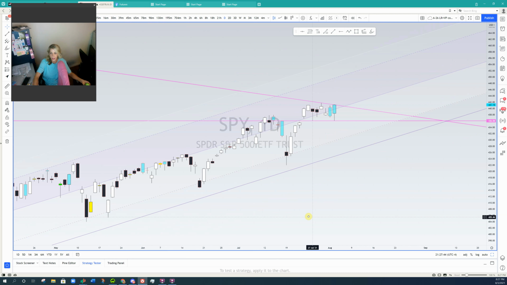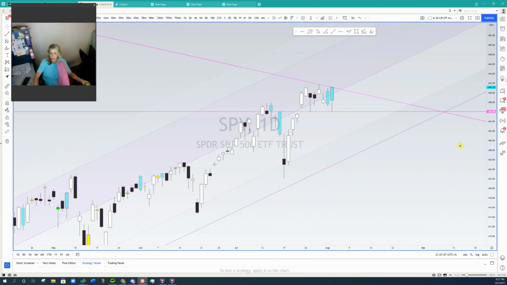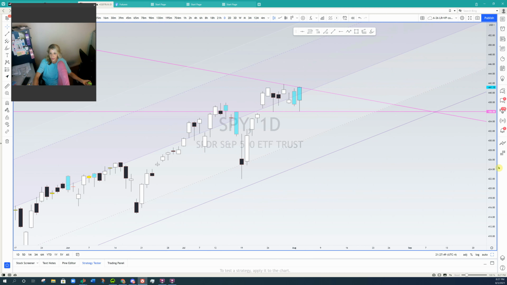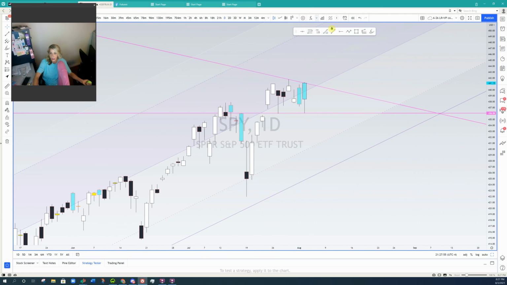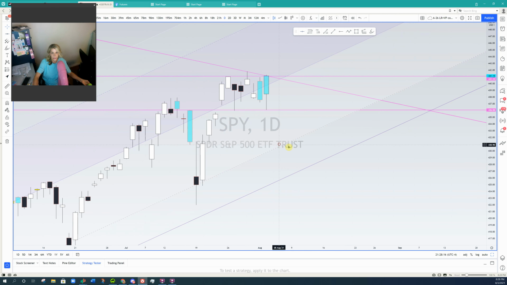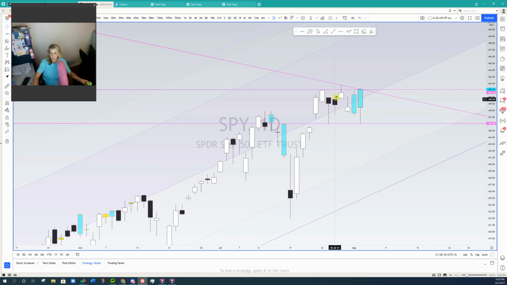I want to talk about SPY and I want to talk about candle wicks, specifically candle wicks at the tops of candles and what that means. I'm going to start with the daily and we're going to look at this kind of level here. And we're going to notice this wick. Wicks at the top of candles tend to be liquidity grabs for two things: to stop out breakout traders and to freak out shorts.